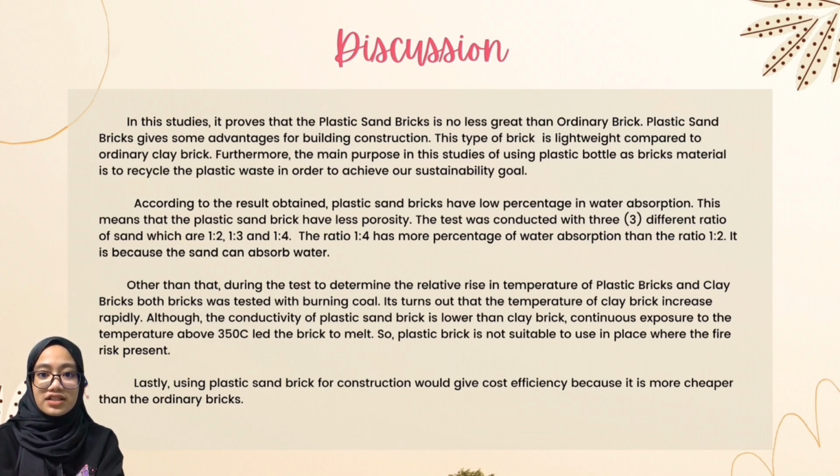The test was conducted with three different ratios of sand, which are 1:2, 1:3, and 1:4. The 1:4 ratio has a higher percentage of water absorption than the 1:2, because the sand can absorb more water. Other than that, during the test to determine the relative rise in temperature between plastic bricks and clay bricks, both bricks were tested with burning coal.